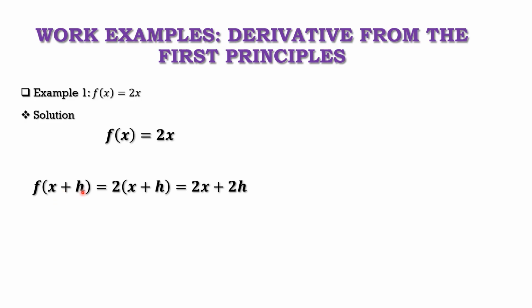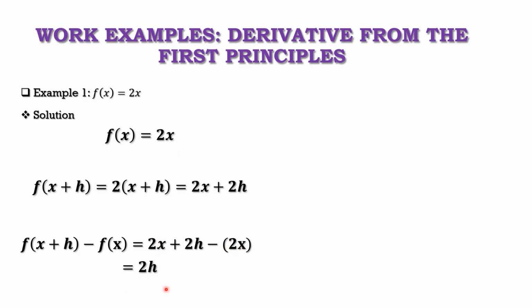Anywhere we see x, we substitute x plus h. Here it is, x plus h is here. Then we expand and simplify this expression. So the expansion will be 2x plus 2h. Then we find the numerator, which is f of x plus h minus f of x. That will be 2x plus 2h minus f of x, which is 2x. So minus 2x will cancel 2x, then we get our result to be 2h.